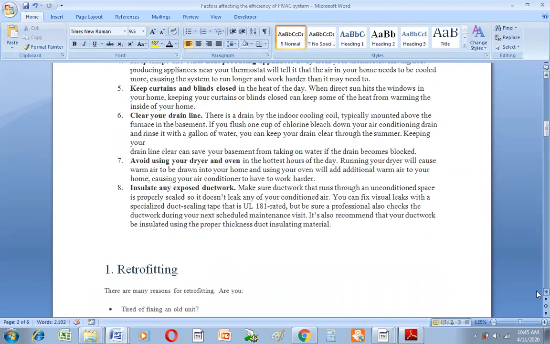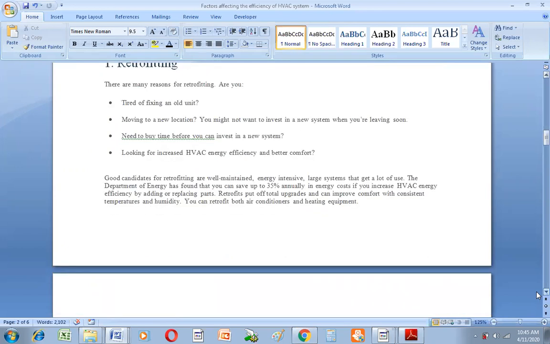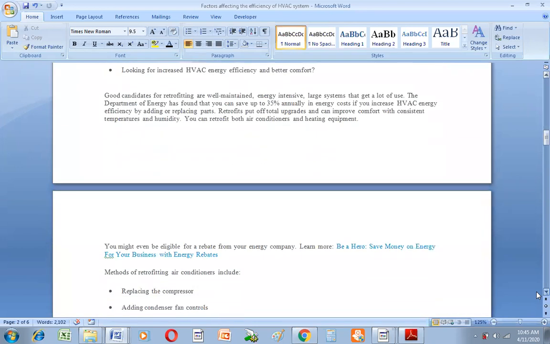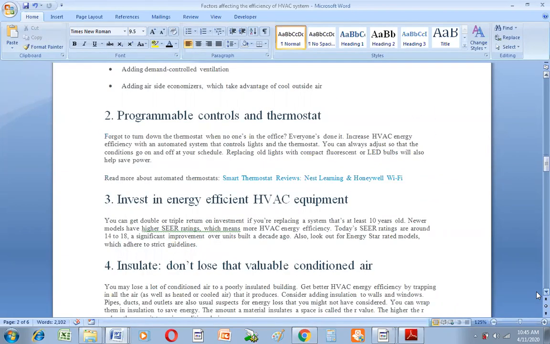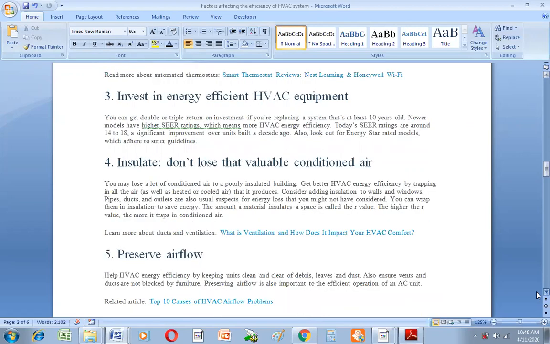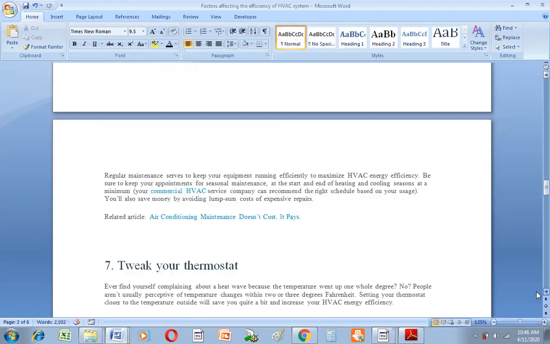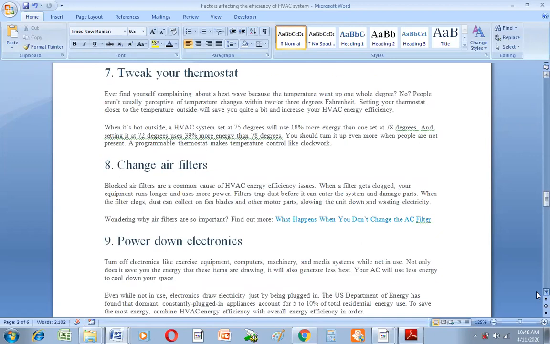Or sometimes we can have retrofitting using an extra or new compressor, energy efficient compressor, energy efficient motors, programmable thermostats, etc. So these are the points that we have covered today in the 2 days lecture.